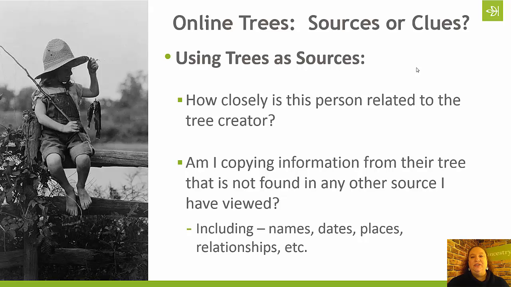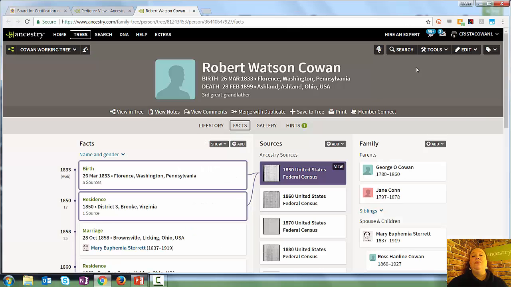And again, if you're using a tree as a source, or how you define that you're using it as a source, are you copying information from somebody else's tree that isn't found in any other source that you have viewed? And that's really important, and it means you're thinking about the names that you're copying and the dates and the places. It also means thinking about the relationships. If, for example, there is no record that exists anywhere that lists Robert Watson Cowan as the son of George Cowan and Jane Kahn, how did the tree owner come to that conclusion?